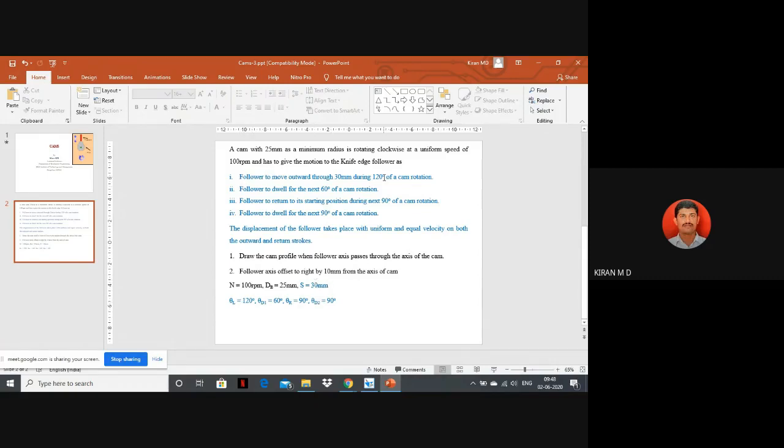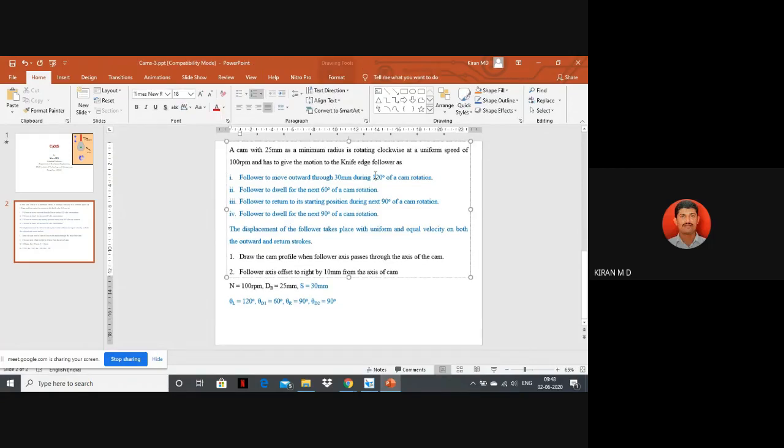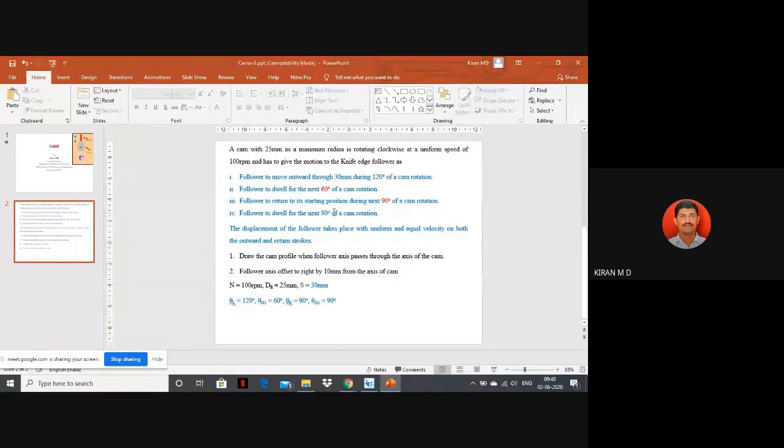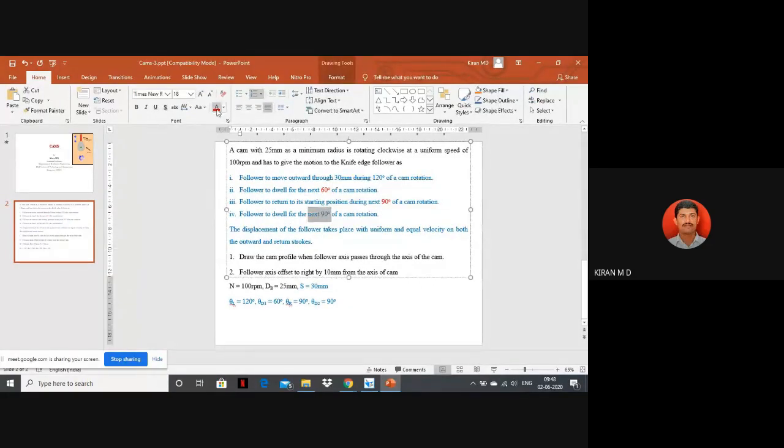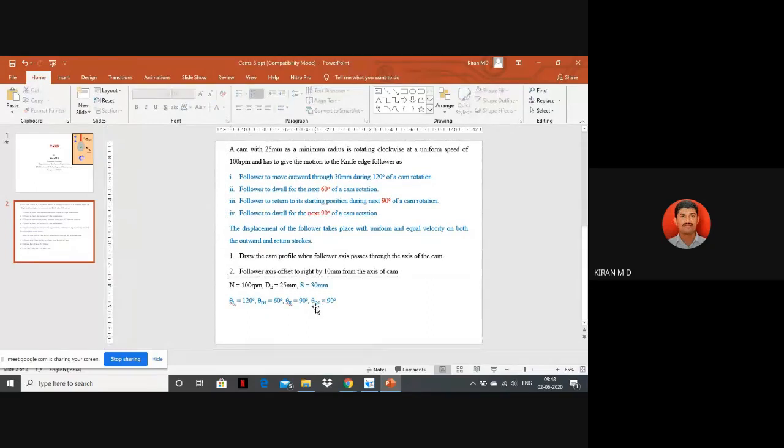Here, the lift for 120 degrees, theta L, is 120 degrees. Again, theta D1 is 60 degrees. Then the return stroke is the next 90 degrees, and again the next 90 degrees is theta D2. Okay, these are the data he has given.